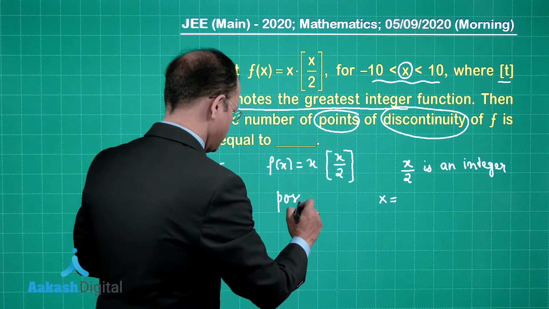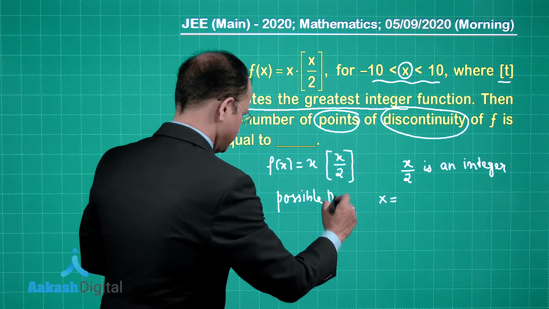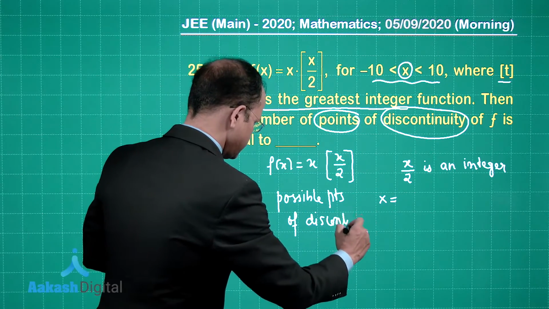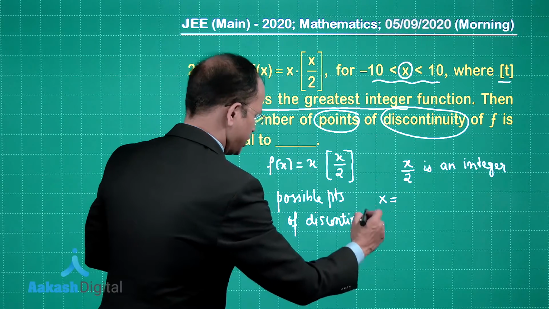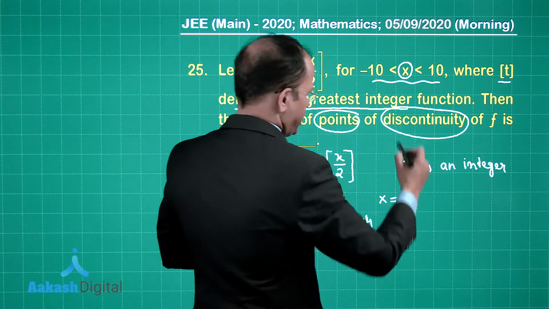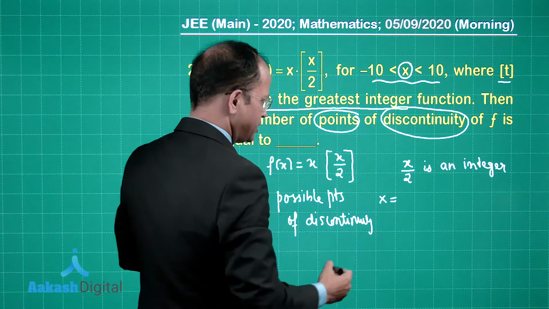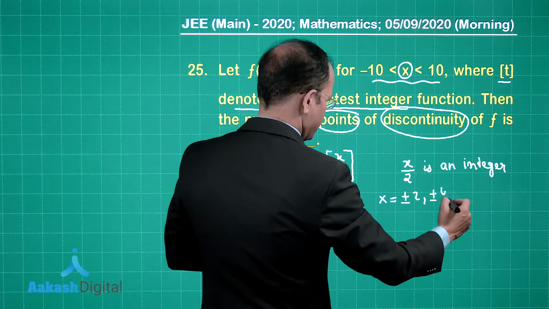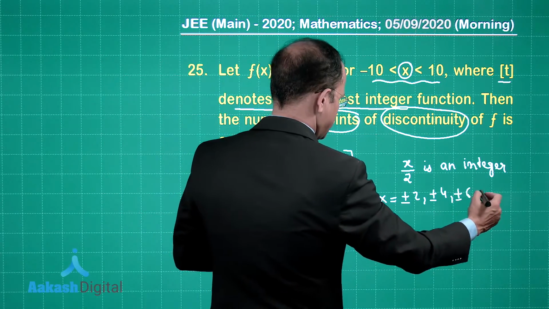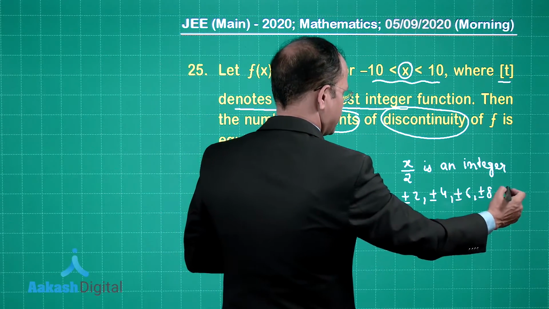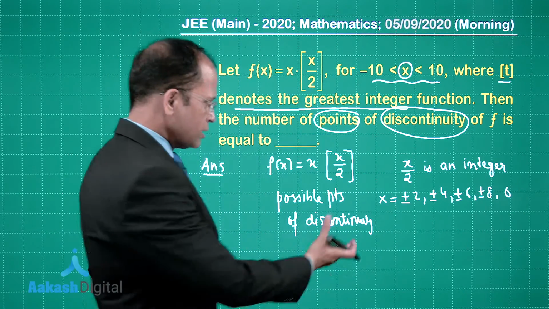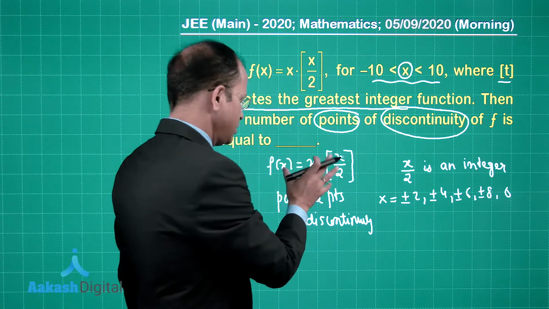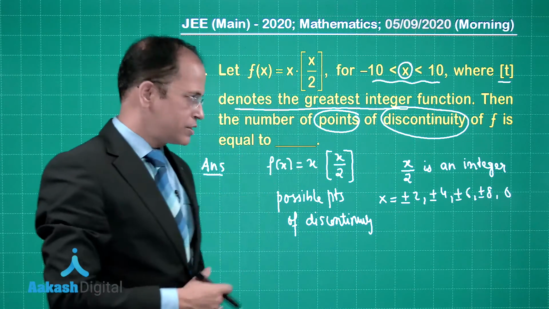Possible points of discontinuity can be what? See, x lies between minus 10 and 10. So we can write plus minus 2, we can take plus minus 4, plus minus 6, plus minus 8, and also we can take 0. So these are the possible values for x where this expression can be discontinuous.